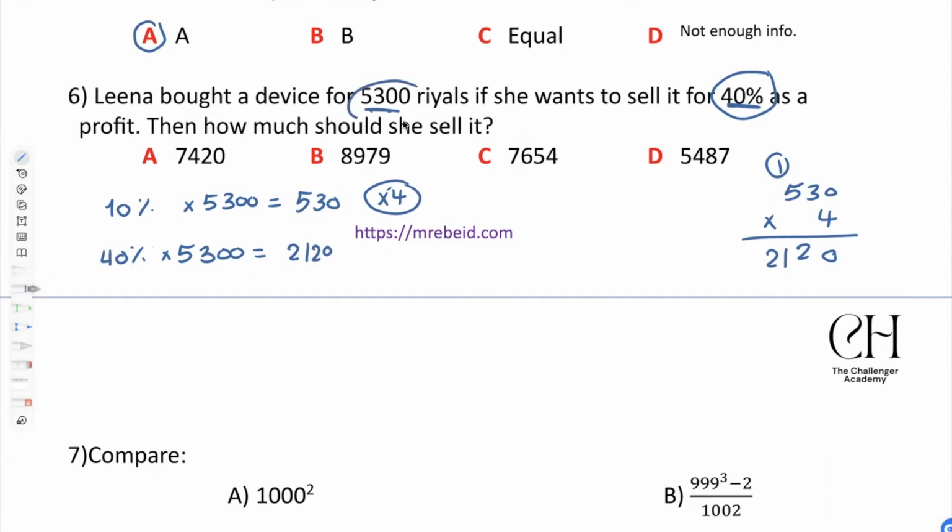You will add it to the original price, as we mentioned before. So 5,300 plus 2,120. Write down 0, 0 plus 2 is 2, 3 plus 1 is 4, 5 plus 2 is 7. So this is the price after increasing it by 40%. So it's A.